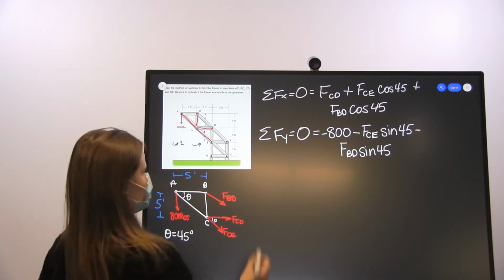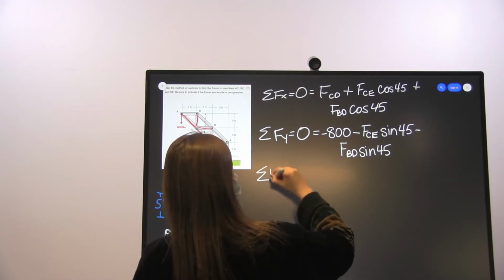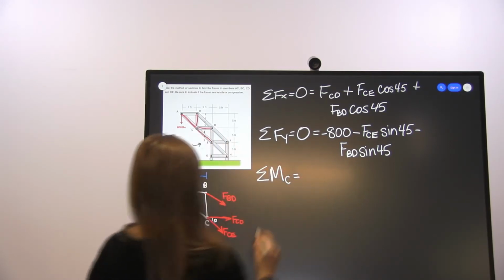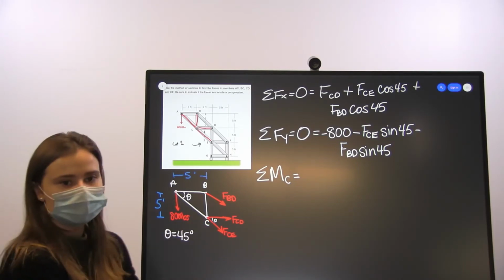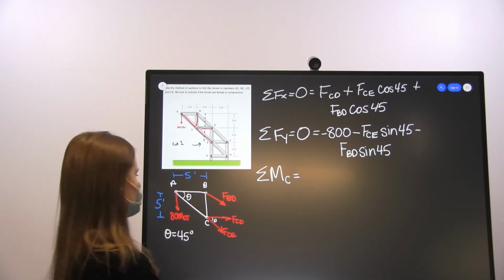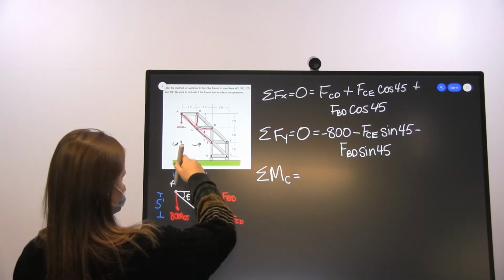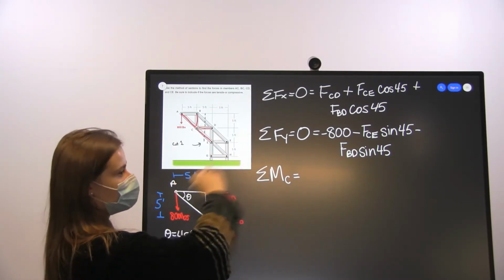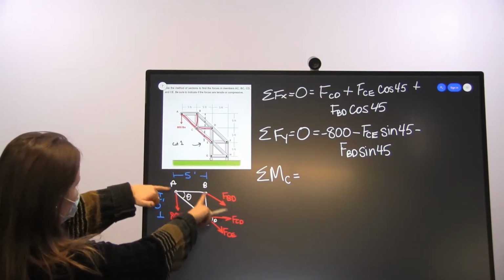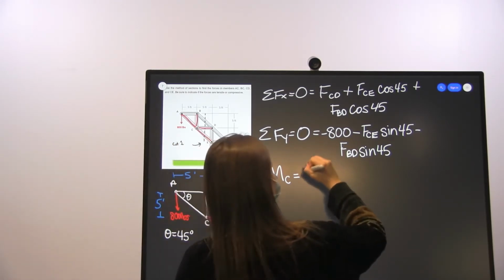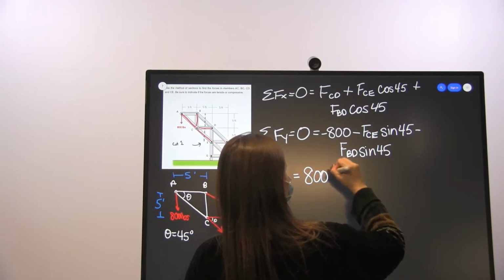So we're also going to want to take the moment at C. And C is right here, and any forces acting through C we don't take in the moment, so it's going to make it a lot easier to solve for these. So we have this 800 pound downward force. It's going to create a counterclockwise rotation, and it's 5 feet from C. So 800 times 5.